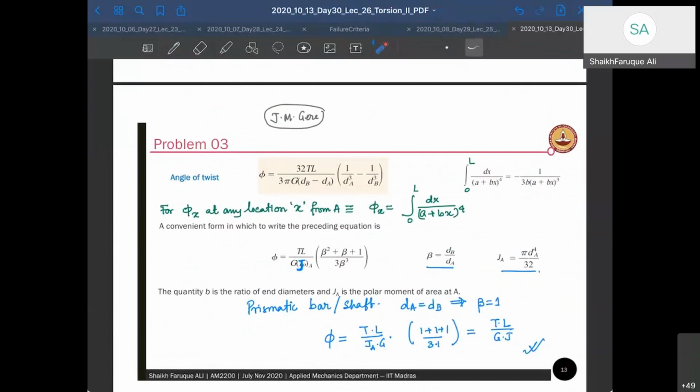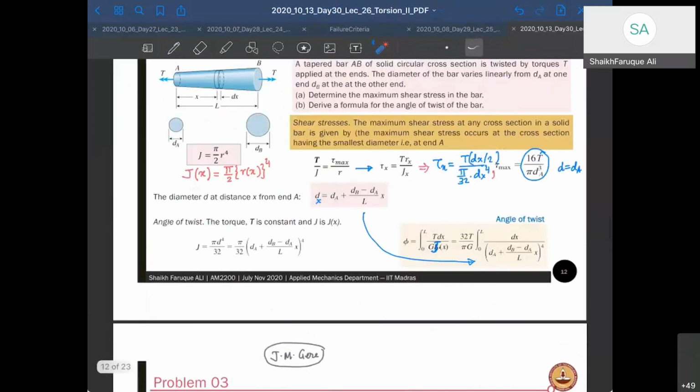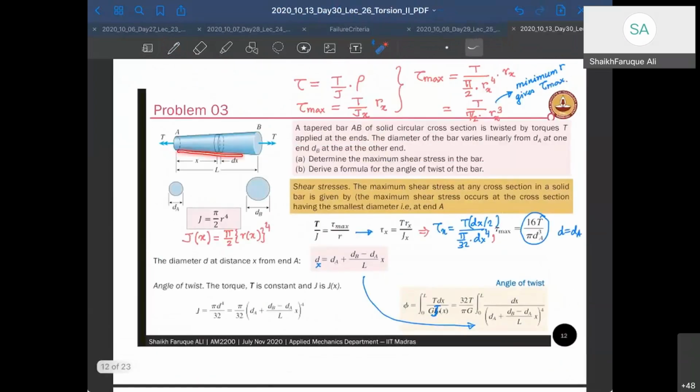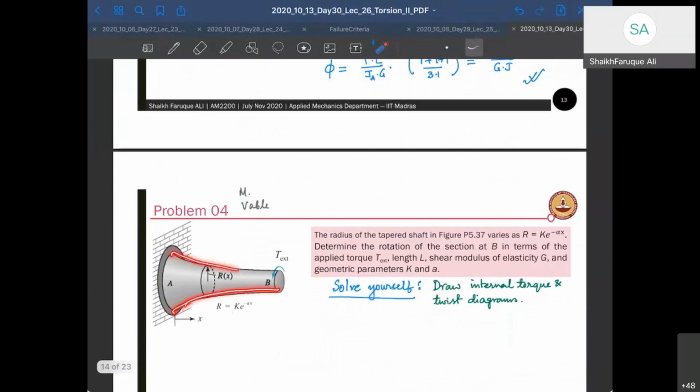Okay, with that, I'll stop now. I have given another problem here that you have to solve yourself. Please solve it yourself. Okay, where this change in radius is given by a formula k e to the power of minus alpha x. So here the change in radius was linear, right? It was linear, a function of only x. Now it's a function of e to the power of minus alpha x. So you have to do the same thing, just put this formula within the integral sign and get the integration done.